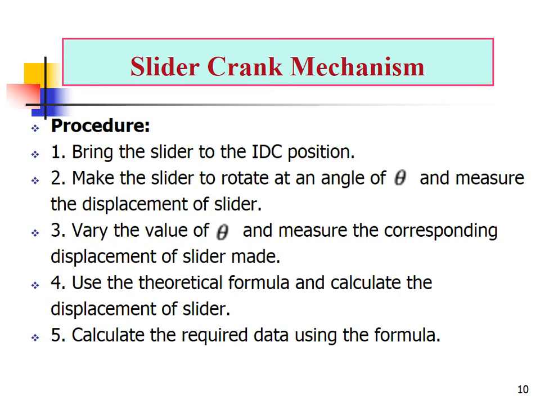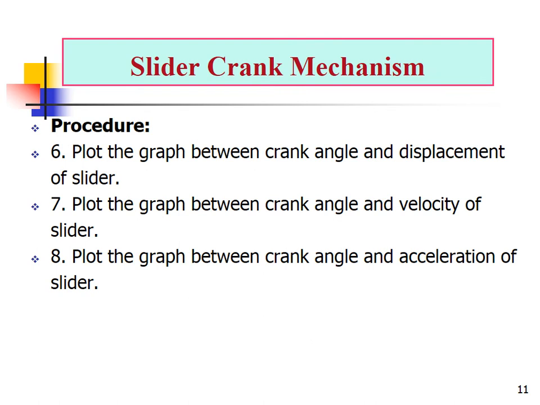The procedure for calculating the values of the slider crank mechanism: bring the slider to the IDC position, rotate the crank through an angle theta, and measure the displacement of the slider using the scale fitted into the mechanism. Vary the value of theta and measure the corresponding displacement of the slider. Use the theoretical formulas to calculate the displacement and the other required data. Finally, plot the graph between crank angle and displacement, then crank angle and velocity of the slider, and then crank angle and acceleration of the slider.